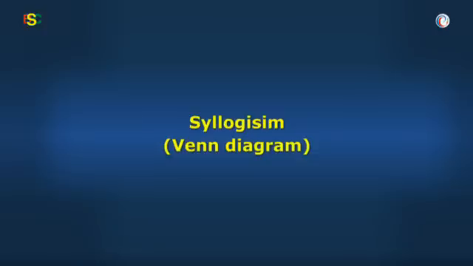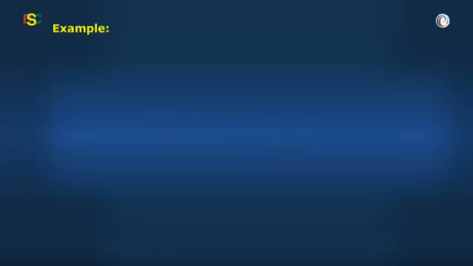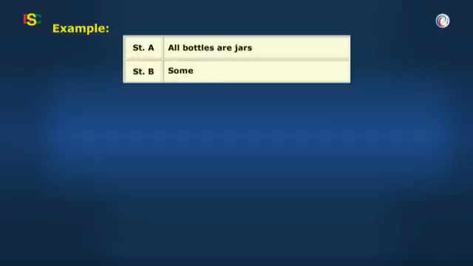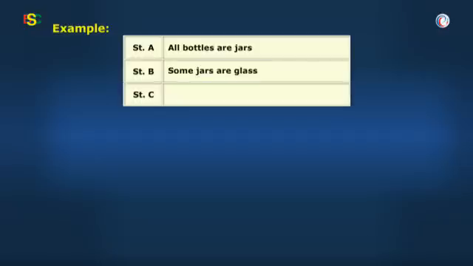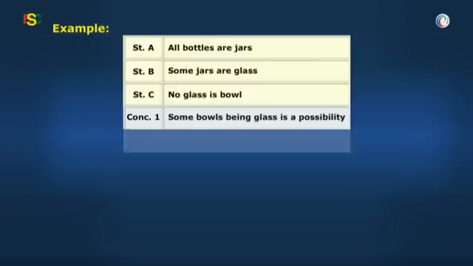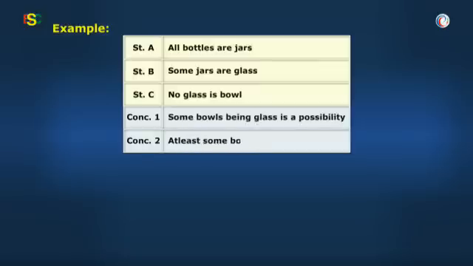Now give your effort to this last question there. Statements are, all bottles are jars. Some jars are glass. No glass is a bowl. Conclusions are, some bowls being glass is a possibility. At least some bottles are bowls.